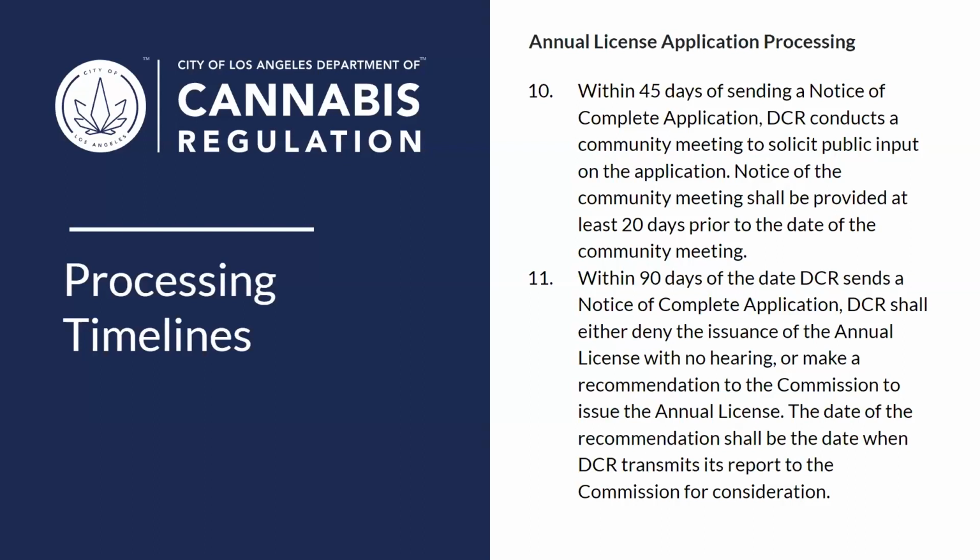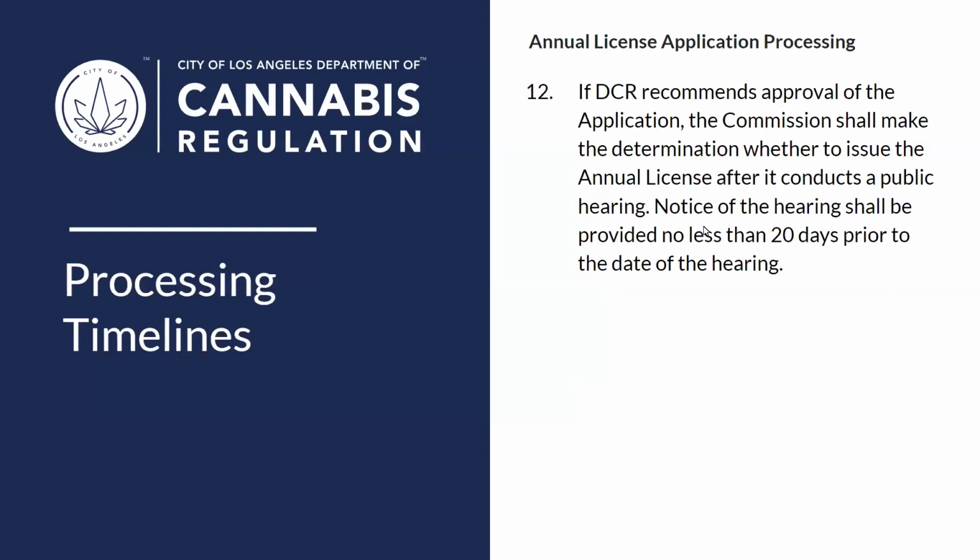And then lastly, within 90 days of the date we send the notice of complete application, DCR needs to either deny the issuance of the annual license without a hearing or make a recommendation to the commission to issue the annual license. The date the recommendation is submitted and transmitted for commission consideration is the date that we have to do within the 90 days.